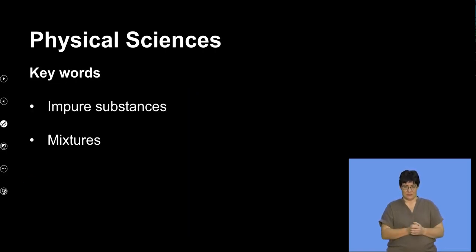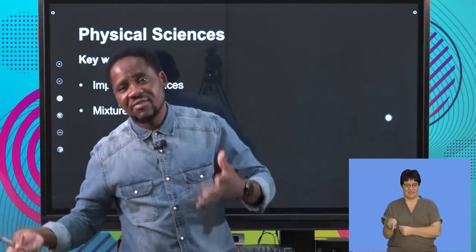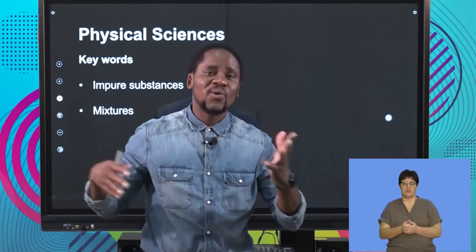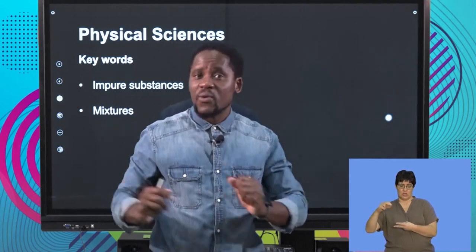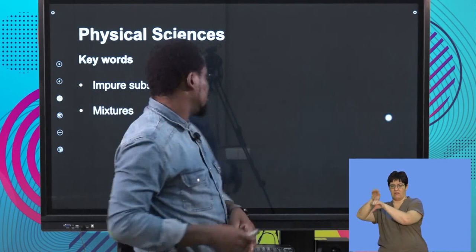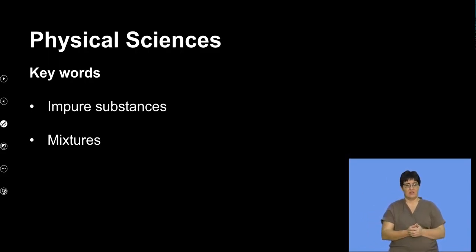Now, when we talk of impure substances, impure substances are substances that can be mixtures. Mixtures are further divided into either homogeneous or heterogeneous. The word homo means uniform, while hetero means non-uniform. So impure substances are actually mixtures. In short, we can also say mixtures are impure substances.